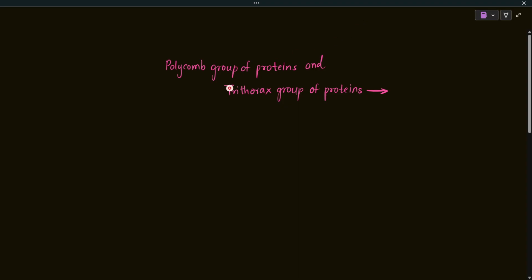So today we are going to learn about the Polycomb group of proteins and the Trithorax group of proteins. We are going to learn about how those two groups of proteins epigenetically regulate the sequential expression of certain genes which are quite important during the early development of Drosophila.